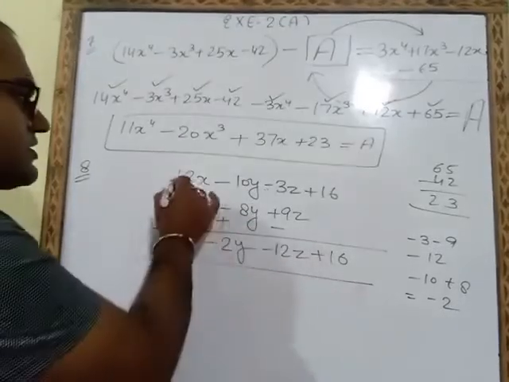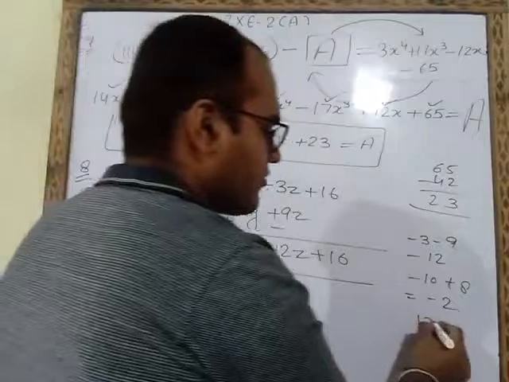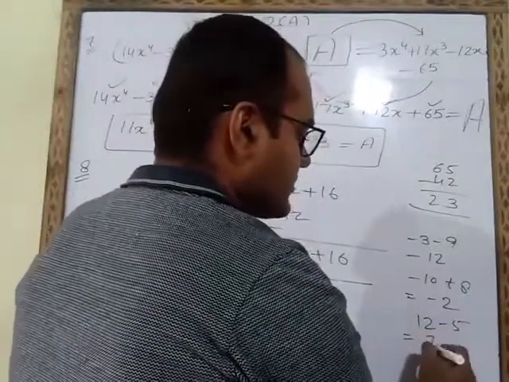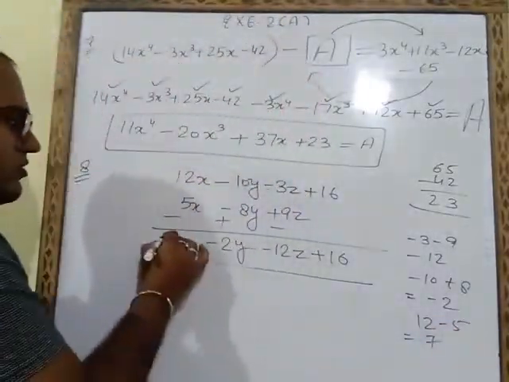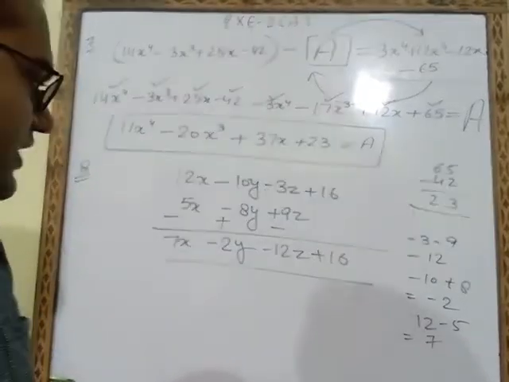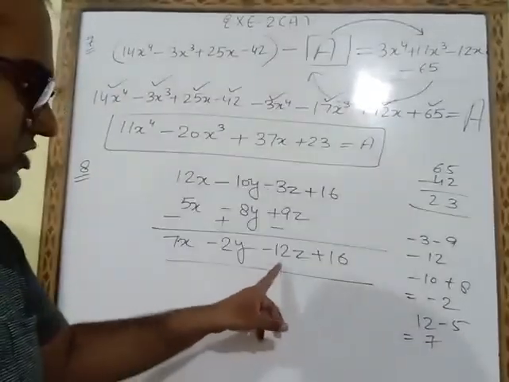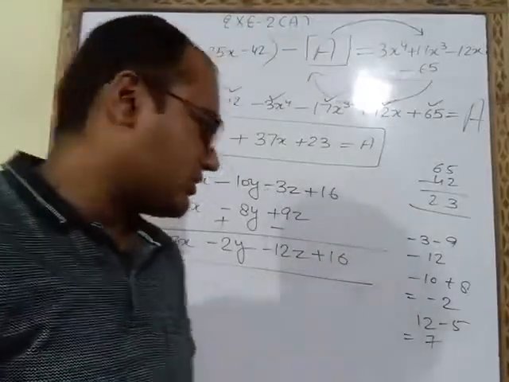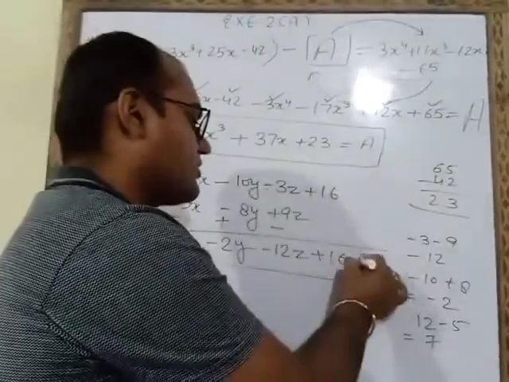Now this is plus 12 and this is minus 5. 12 minus 5, answer is 7. So here you have to write 7x. So the final answer of the 8th question is 7x minus 2y minus 12z plus 60. So like this you have to do question number 8.